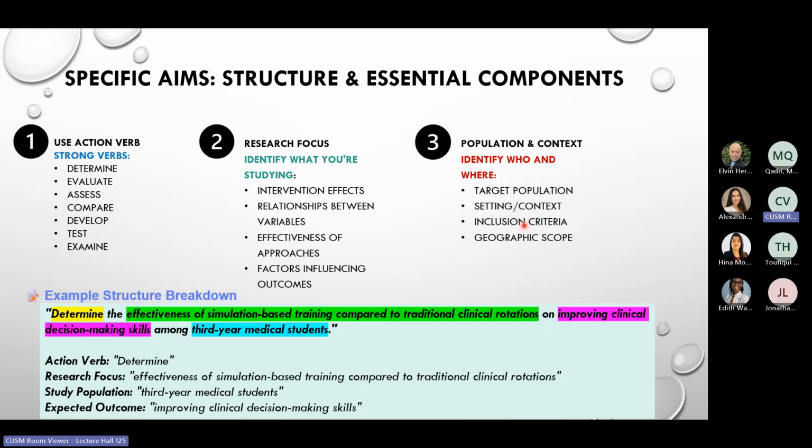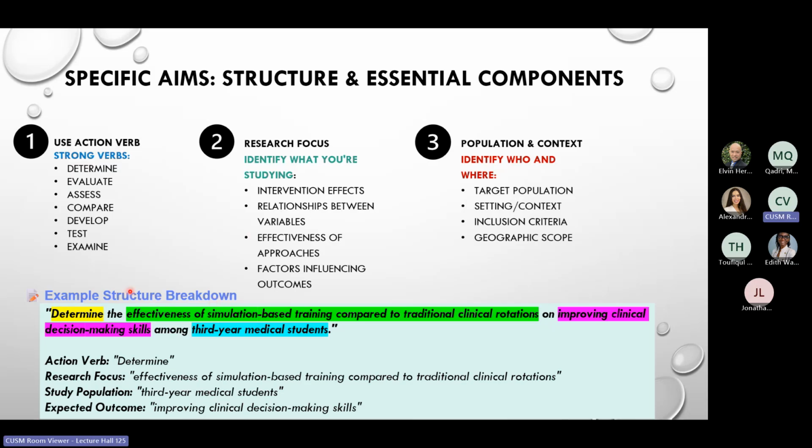And there's also inclusion criteria. We're looking for very specific characteristics of where these individuals reside, or work, or are studying. And we also tend to give a geographic scope, or a geographic indication of where these individuals are located.